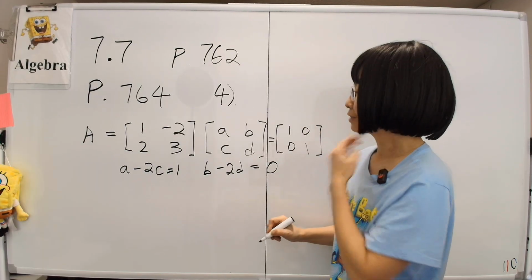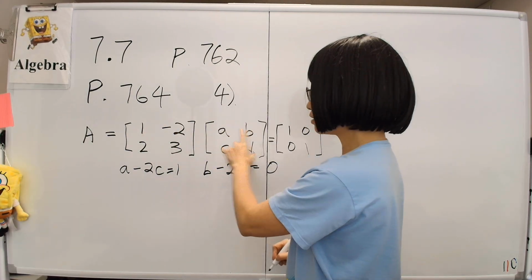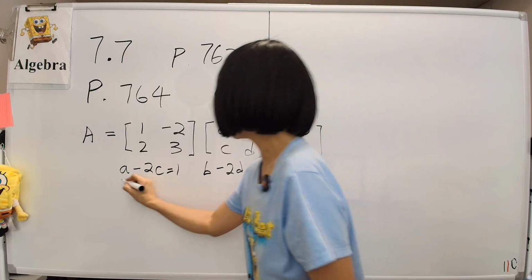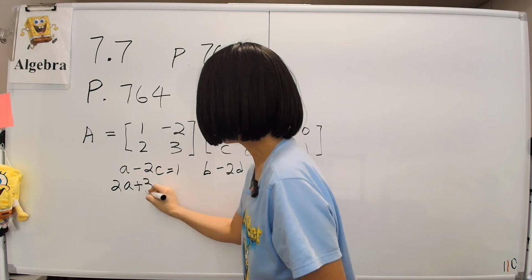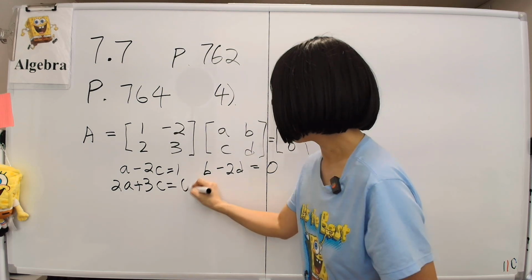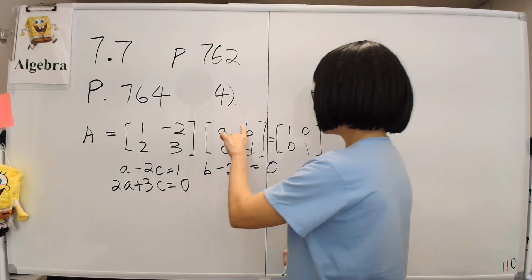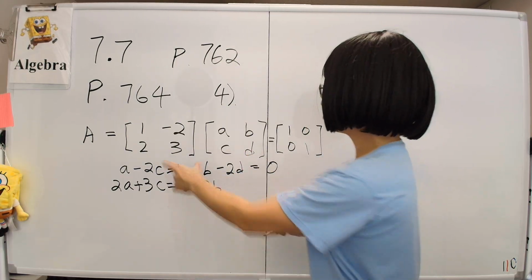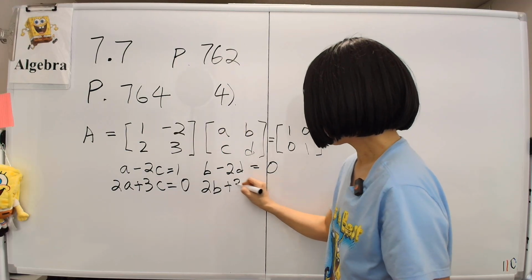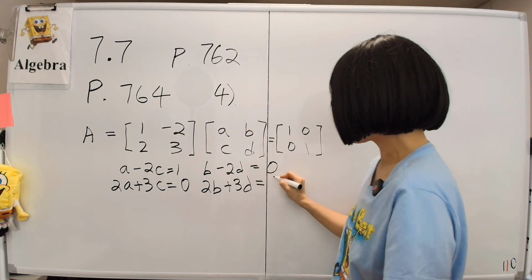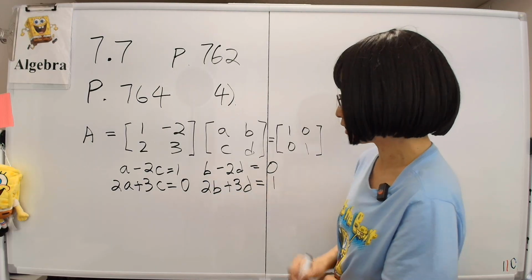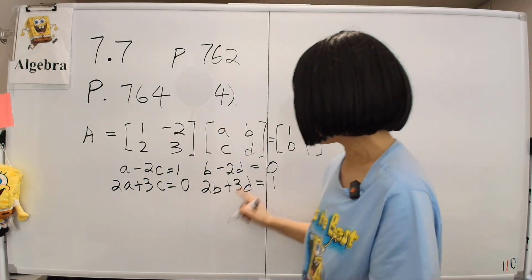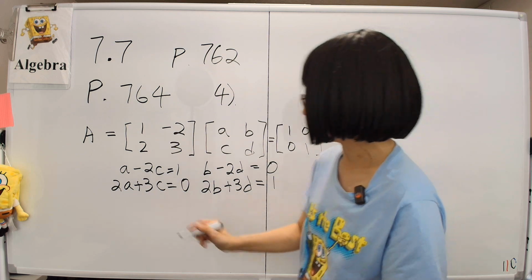Next, the second row. We're done with the first row, so we do the second row. The second row times the first column is 2A plus 3C, so 2A plus 3C equals 0. Finally, the second row multiplied by the second column will be 2B plus 3D, and that has to be equal to 1. So we have 4 equations and 4 unknowns. Specifically, these two equations only have A and C in there, and these two equations only have B and D in there. So that is looking pretty good.